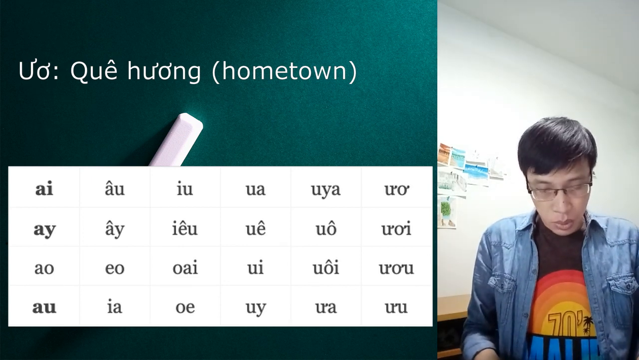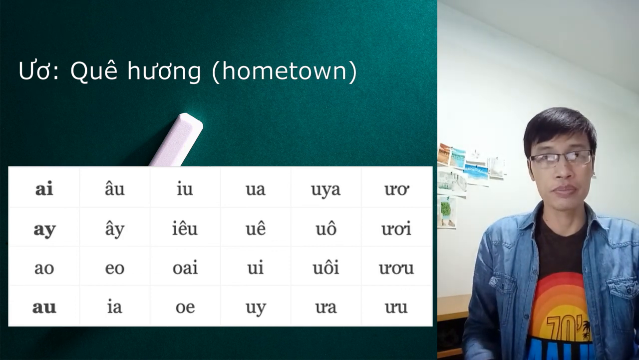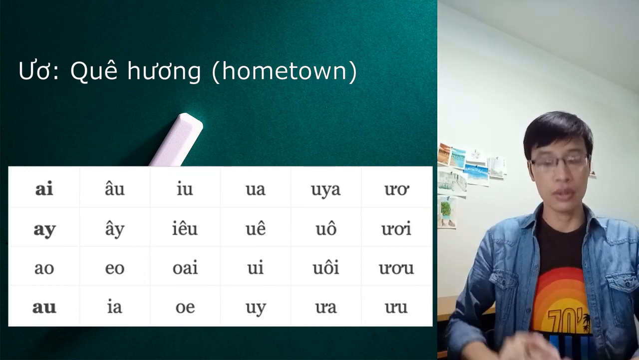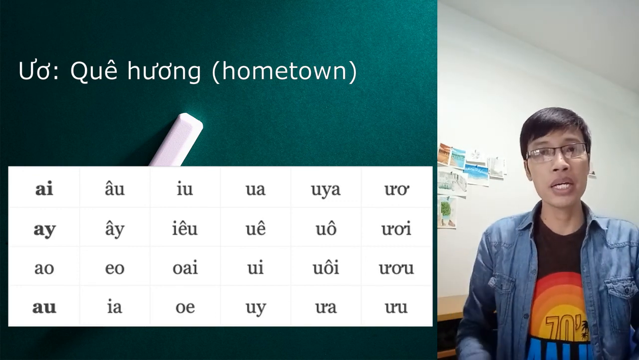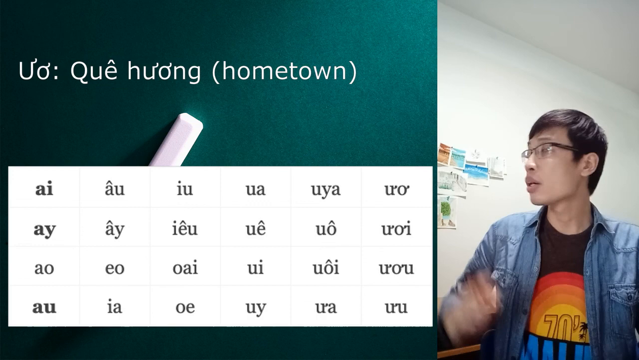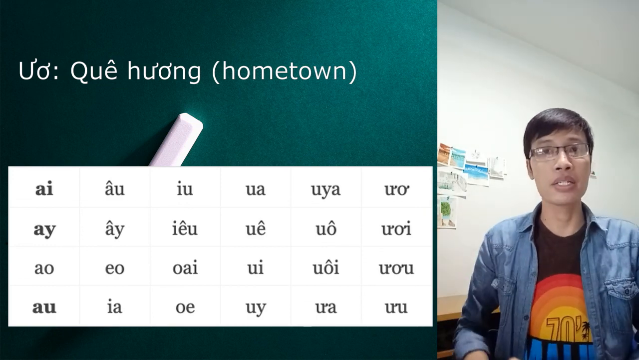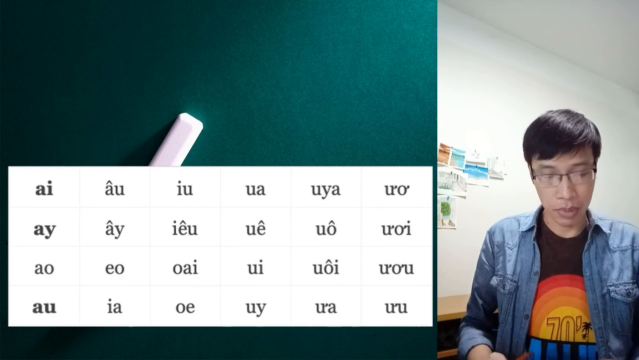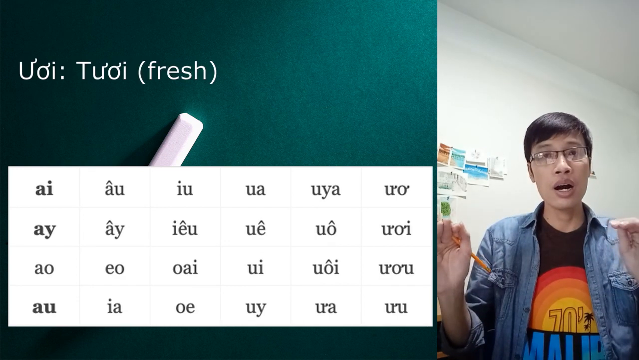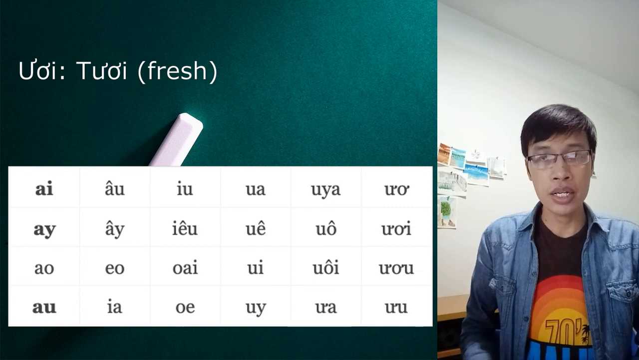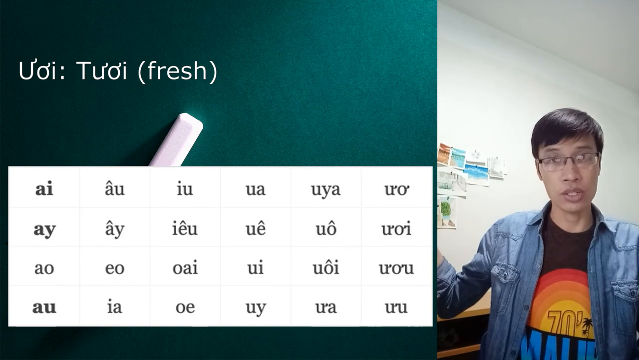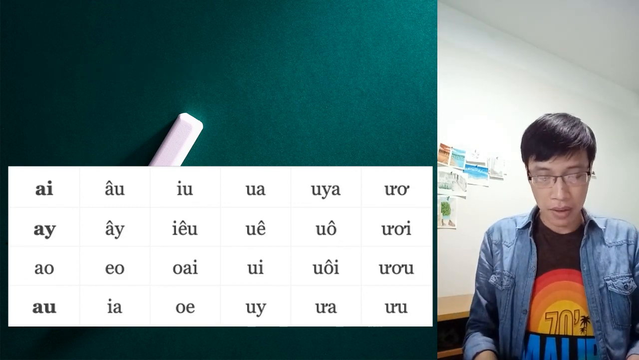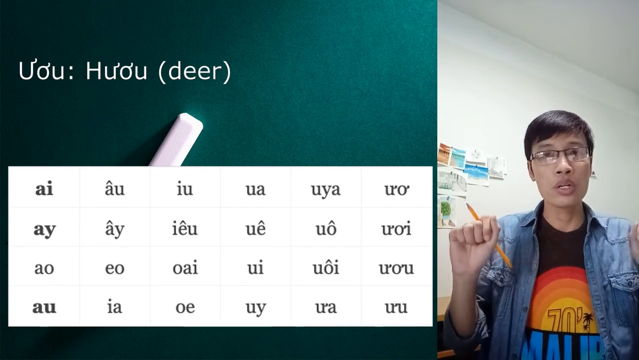Okay, the first one we have ương. For example, quê hương. It means hometown, like quê, or quê hương. It means my hometown. Remember. Now, we have ươi. For example, tươi, fresh. Remember.